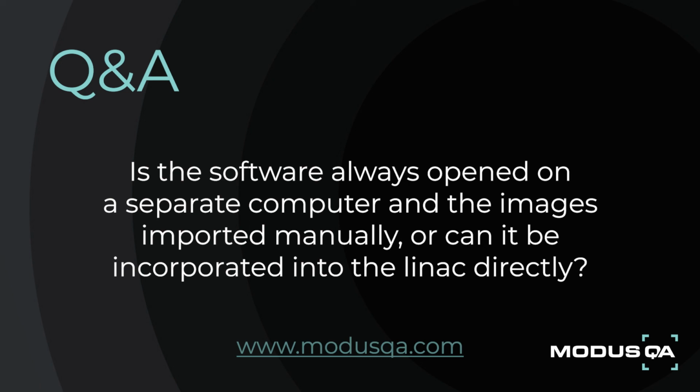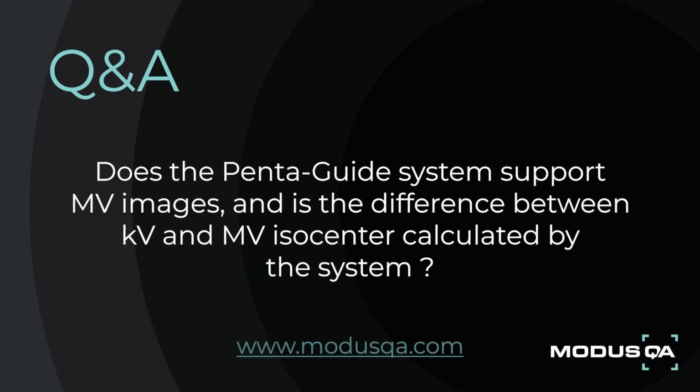Okay, great. Next question. Does the system support megavoltage images? And is the difference between kilovoltage and megavoltage isocenter calculated by the system? No, so the idea behind it is it would be the same. That is the whole idea that you can perform images with your IGRT system, so your KV components, and then you would perform the same setup, so the same alignment test, by taking MV images. So you can definitely use both.